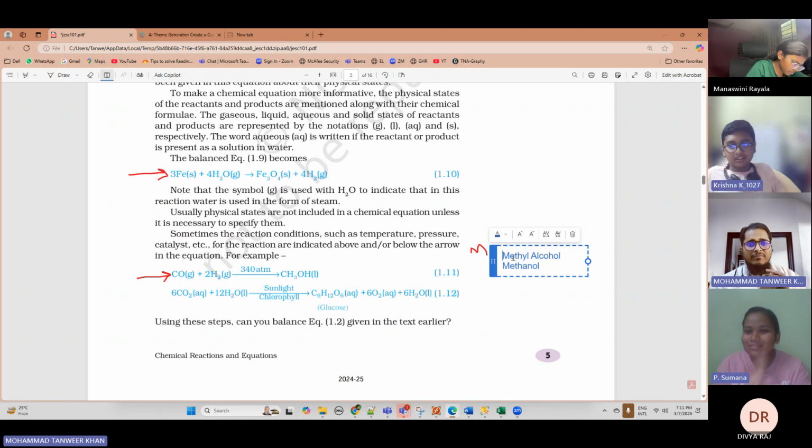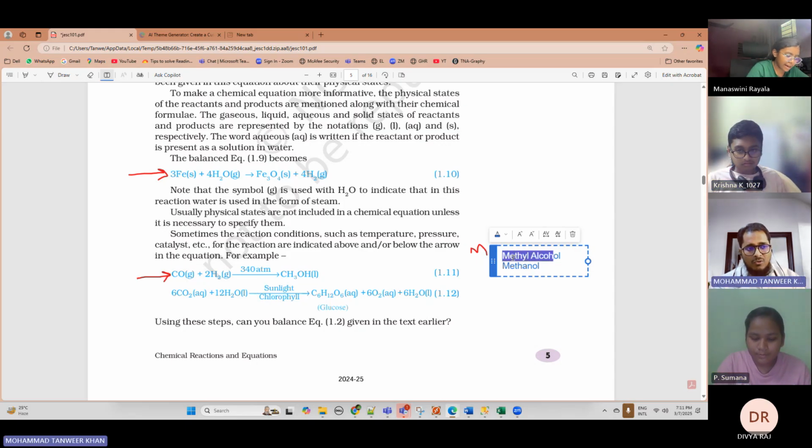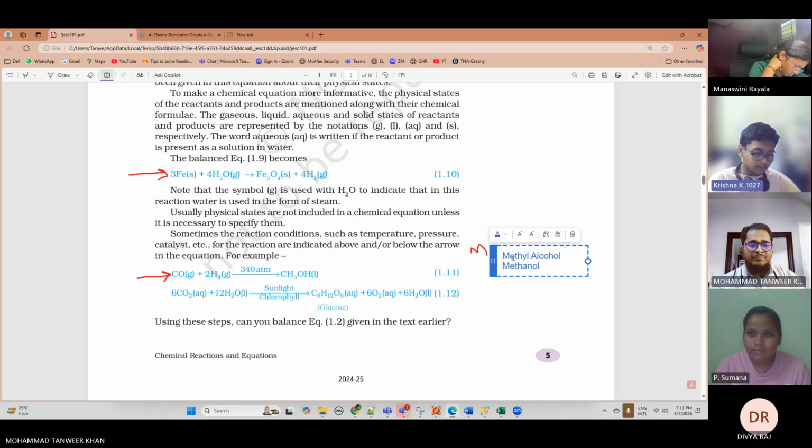CH3OH, what is the full form? What is the name of this? Methyl alcohol, or it is also known as methanol. Okay, both are the same. Divya, have you written? Have you completed this chapter in your school? Yes, sir. Okay, good.